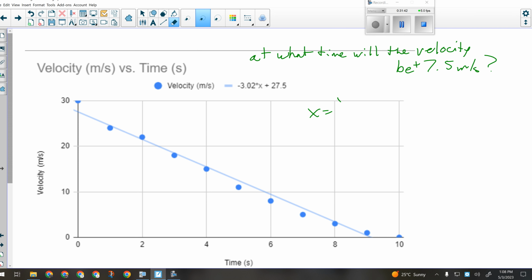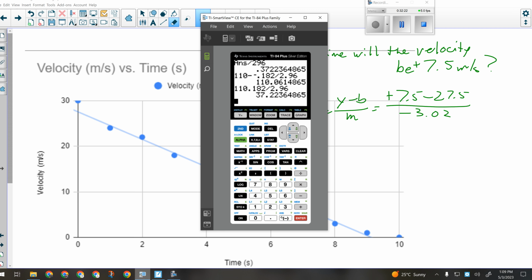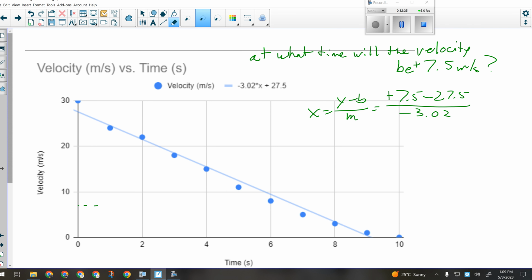All right, so x is going to equal y minus b over m. Okay, so that's going to be positive 7.5 minus 27.5 divided by negative 3.02. The negative is crucial because I'm going to get a negative number on the top. If I don't do this right, my answer is going to say, before this ever started, you were going that fast, because it'll give me a negative time. Okay? Which means I went back in time, which we know is not possible. So we're going to have negative 20 on the top divided by negative 3.02. Okay, so that should take 6.6 seconds. That's about right. Here's 7.5. It's around that time, somewhere in there, right? It's not quite at 7 seconds, 6.6. That's pretty close to what the graph says. All right.